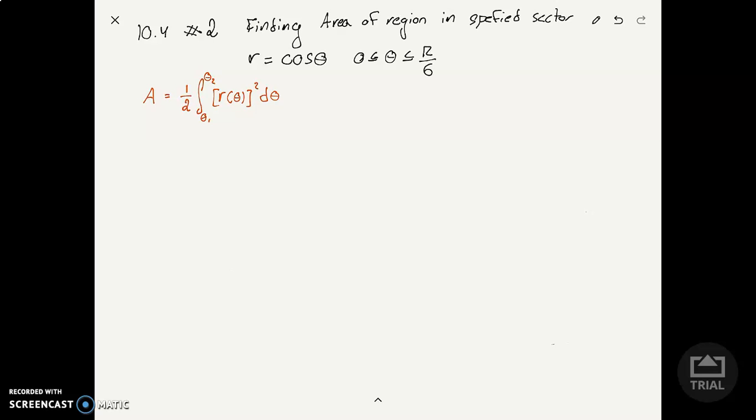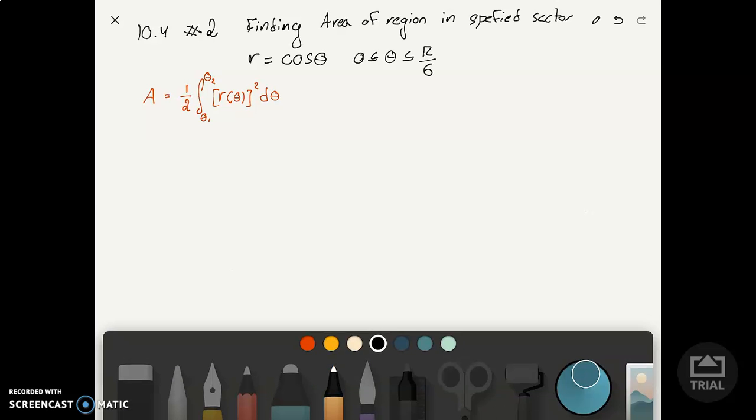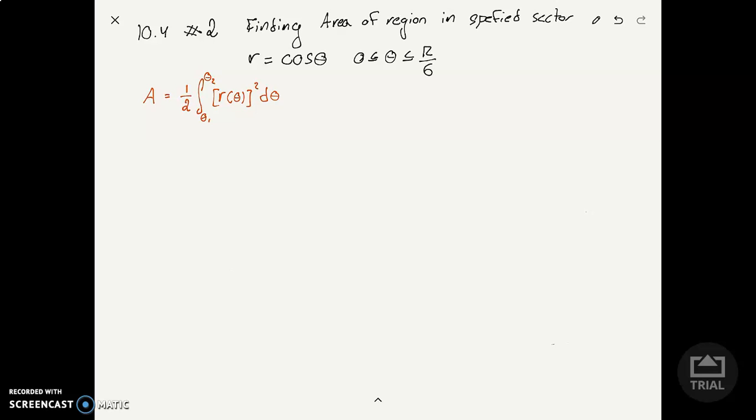Alright, so this is the first problem I'm going to be doing in section 10.4. In this section we're discussing all kinds of stuff to do with the area of polar curves and, I believe, the length of the curves. So for this first problem, it's pretty much just a straight up integral, because it's just a sector.